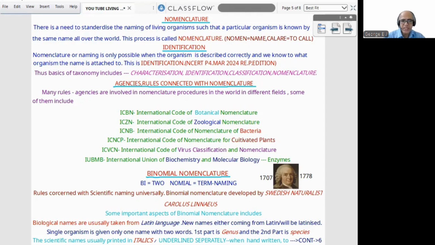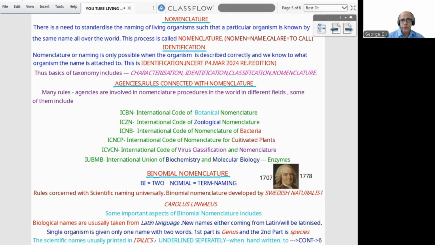Now, ICVCN, International Code of Virus Classification and Nomenclature. Then IUBMB. That name is not in NCERT. It is linked with biochemistry. So, International Union of Biochemistry and Molecular Biology. They are concerned mainly with enzyme nomenclature, etc. You studied in biomolecules. I think those five or six names are clear. It is important for the exam. Learn it by heart. Now we can proceed to binomial nomenclature.